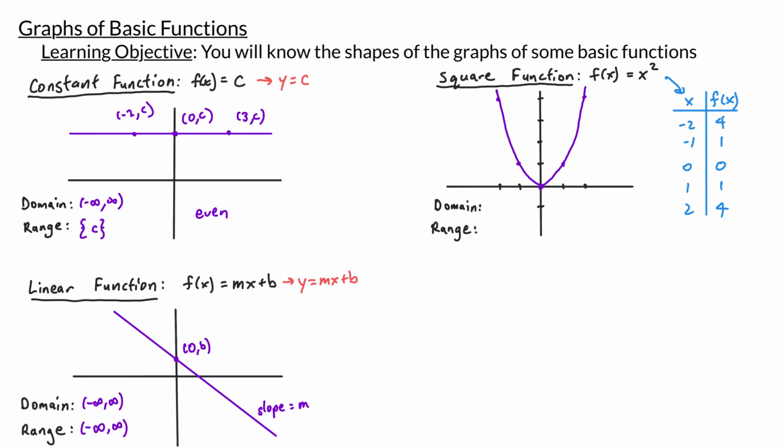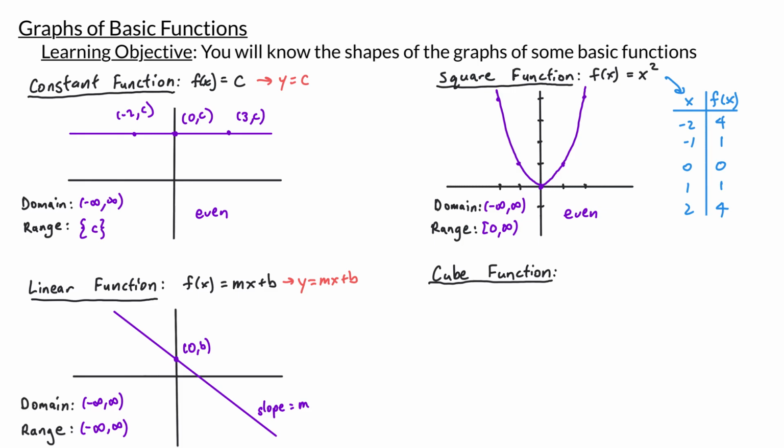The domain of this function is going to be all real numbers because we can plug in any number we'd like into this function. As for the range of this function, looking at the graph, it looks like we have a lowest y value at 0, but then on either side, the graph goes up, so there's no upper bound. So our range is 0 to infinity. One last thing to note about the square function is that it is an even function because it has symmetry with respect to the y-axis.